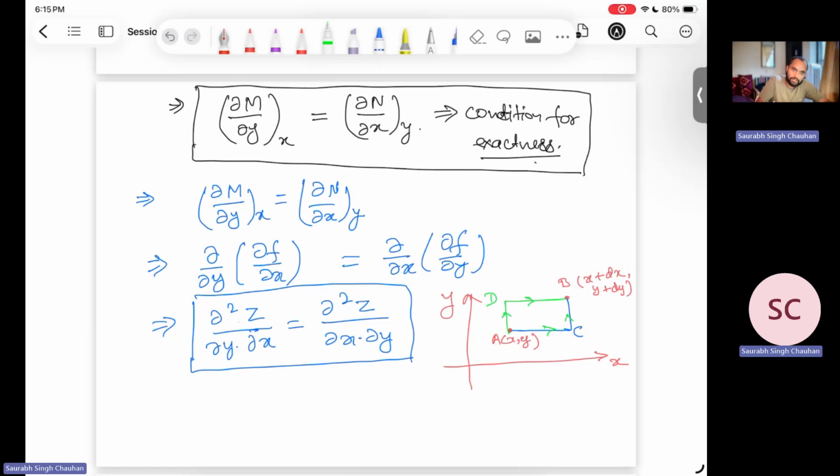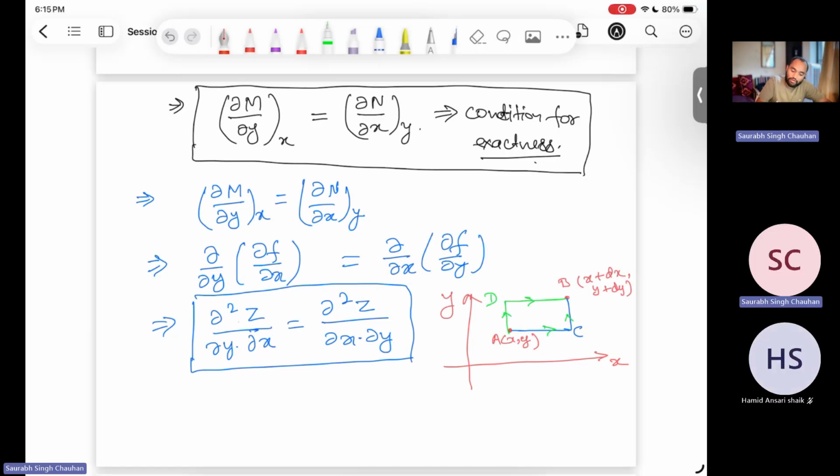If you are going from point A to point B along the path ACB, then you can find the change in z. First, you find the value of z at point A, then the value of z at point B, and you find the difference. That difference dz you can calculate along both paths, ACB and ADB, and if that change is equal along both paths, then you will get that this condition for exactness has to be followed.